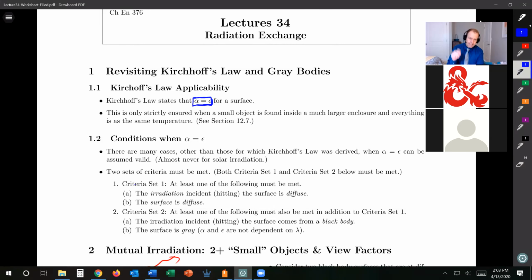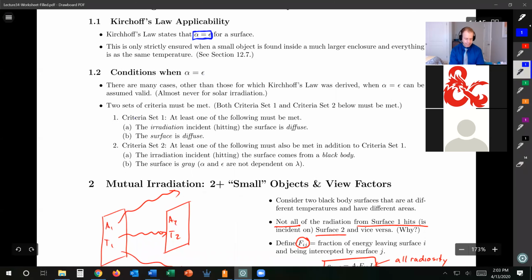So that seems fairly restrictive, and it is. But there are cases where you can set alpha equal to epsilon, and I've summarized those here in this section 1.2. There's two sets of criteria, and something from each set has to be satisfied to assume alpha is equal to epsilon. And I've tried to note here, this is almost never true for solar irradiation.